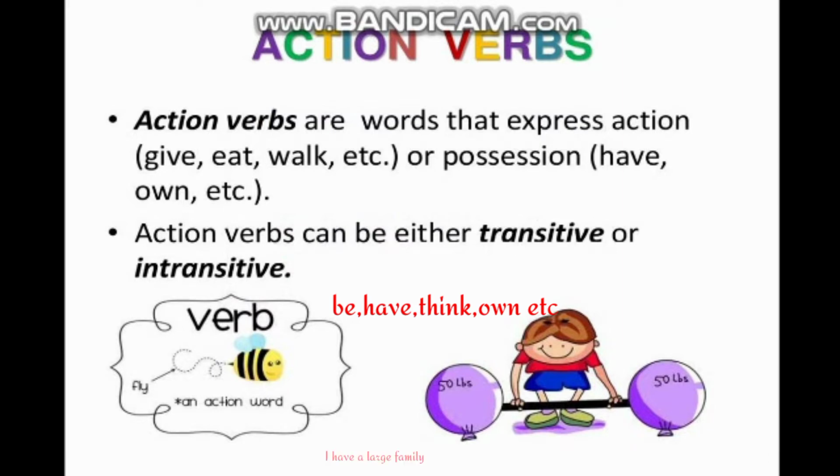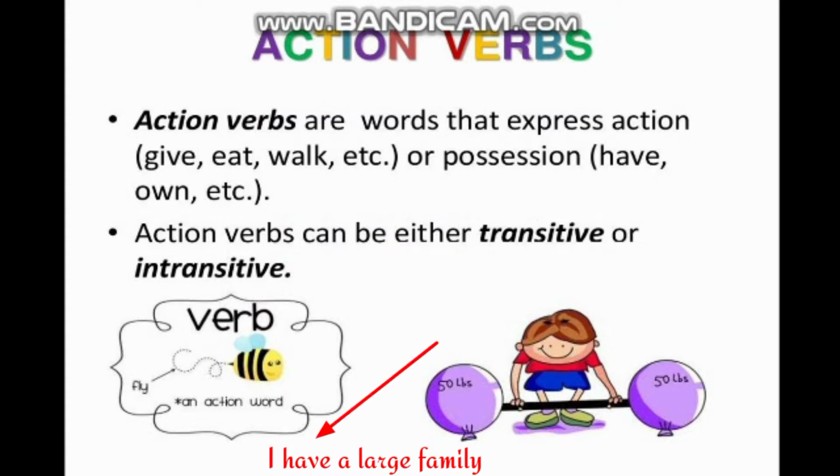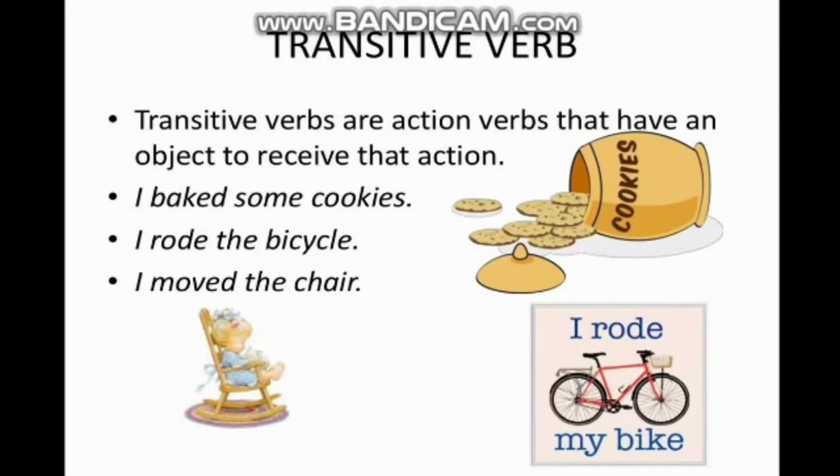For example, I have a large family. Here, I am using the stative verb have. That means I am not talking about doing any physical action. I am telling you about a situation. A transitive verb always takes an object. Clear? Okay, so what is an object?